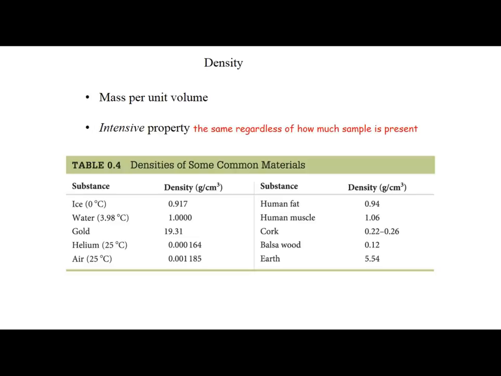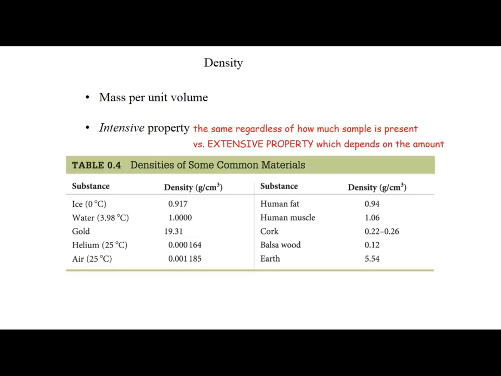So for example, if you have a swimming pool full of water, it has a density of 1 gram per mL. If you have a cup full of water that you're drinking out of the tap, then it has a density of 1 gram per mL. It doesn't matter if you have a swimming pool sized sample or a glass sized sample or a drop of water. It has the same density regardless.